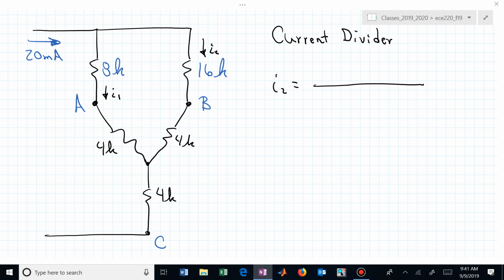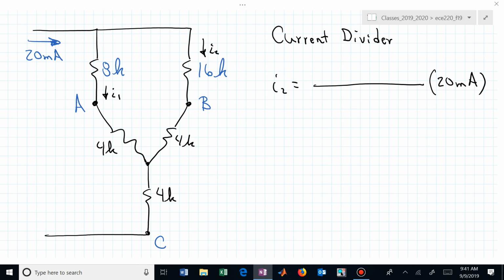But now what do we need to do for the current divider? Well, I'll do the hard part. It's going to have to be multiplied by the original 20 milliamps. What's the formula look like in a current divider? Now you're used to seeing R1 and R2. We want to know what's the current through R2. Well, R2 in this case is 16K and 4K. What's R1? 8K and 4K.